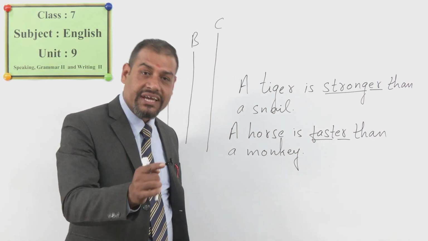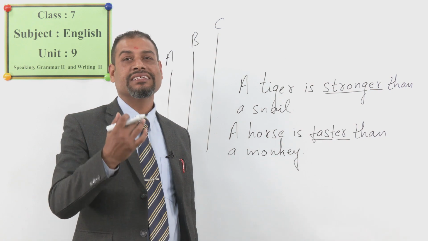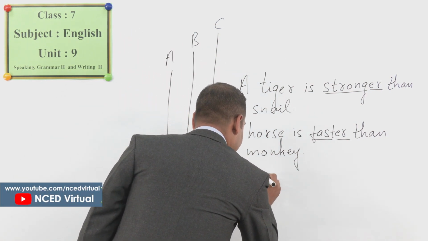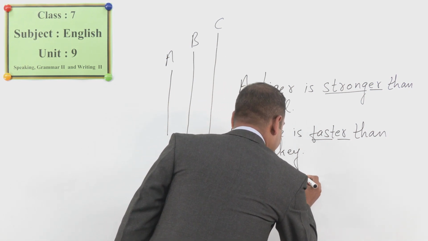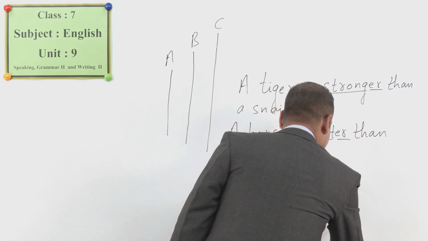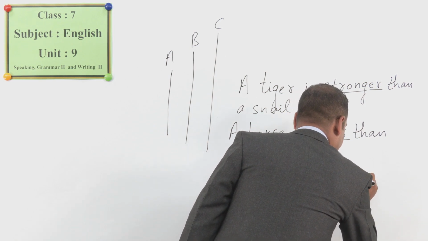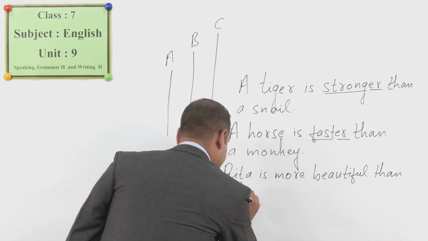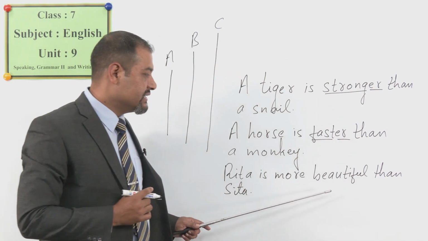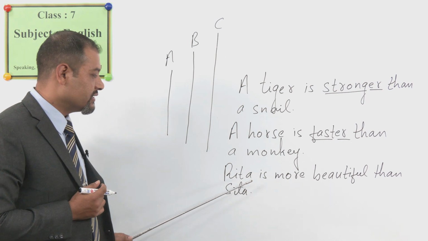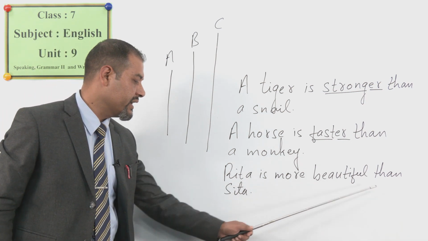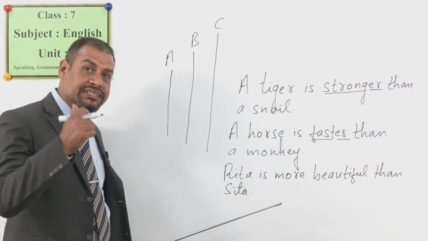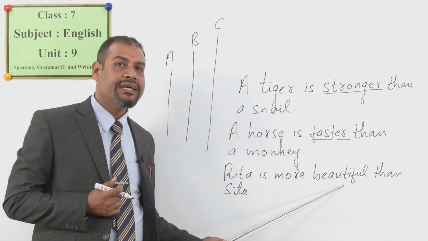Okay, but again, you can say, for example, Rita, R-I-T-A, is more beautiful, B-E-A-U-T-I-F-U-L, than Sita. See, I am not adding er here. Which one is the adjective in this sentence? Rita is more beautiful than Sita. Which word is the adjective here? Yes, you are right. Beautiful is the adjective.